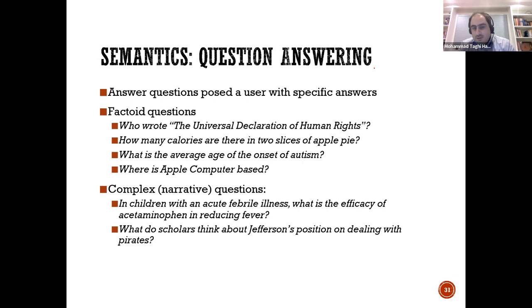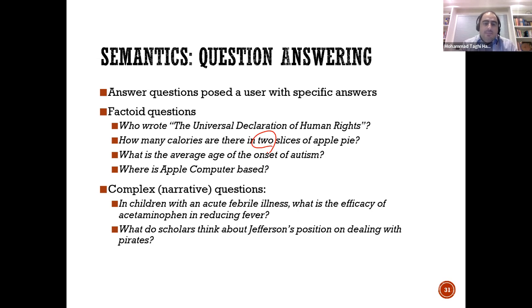If you have this information, how many calories one slice of apple pie has approximately, then you should understand this is two times that, and multiply it by two. Or what is the average age of the onset of autism? Again, this is some information you should get about autism and the age, and then you may take the average.